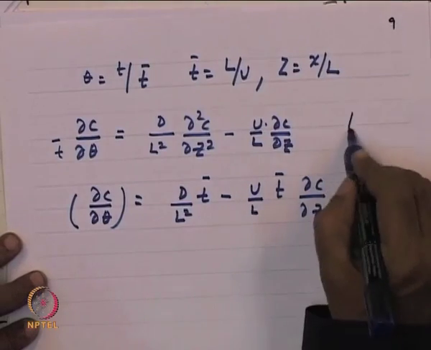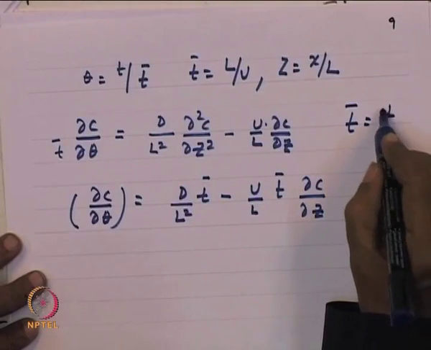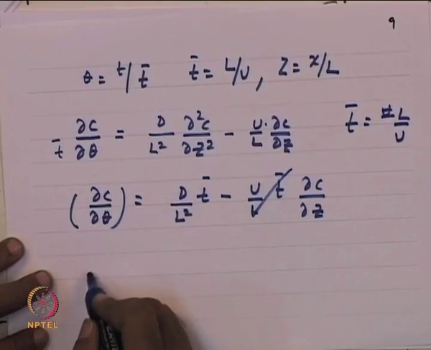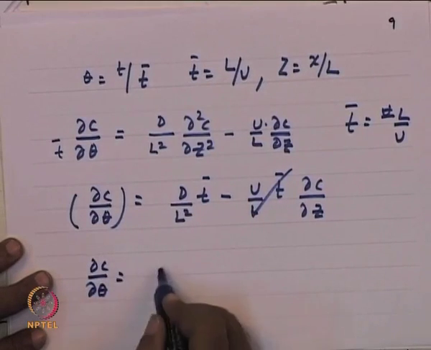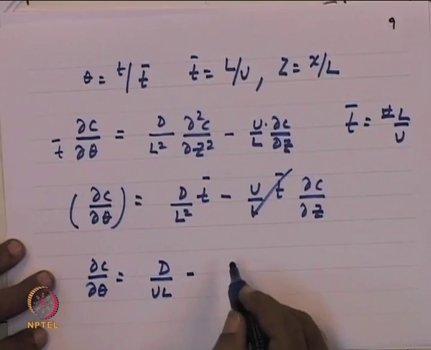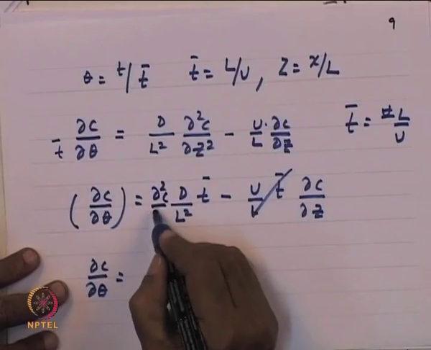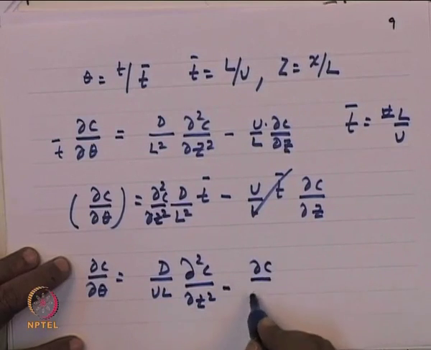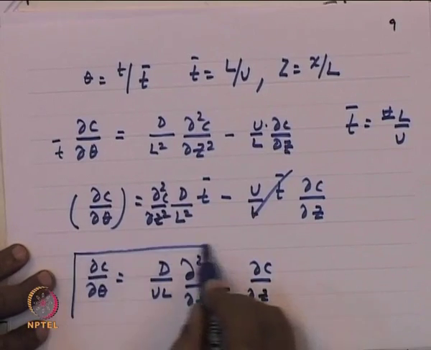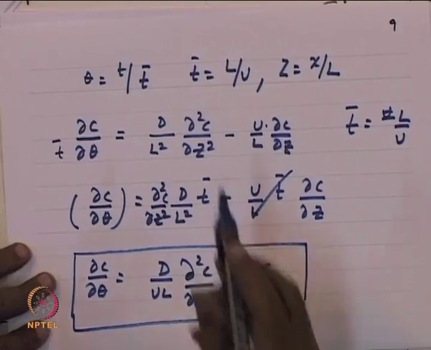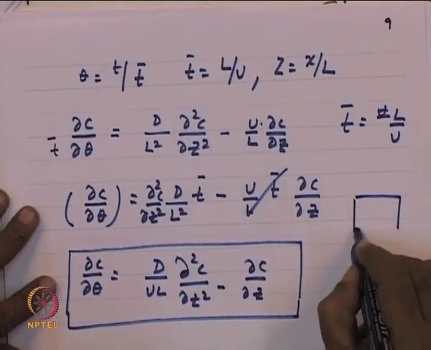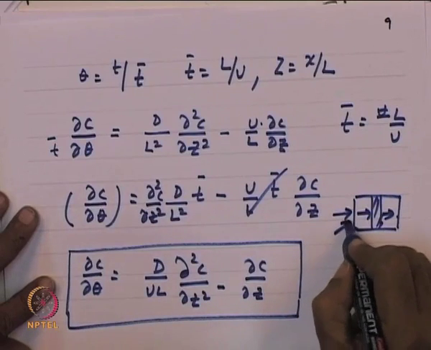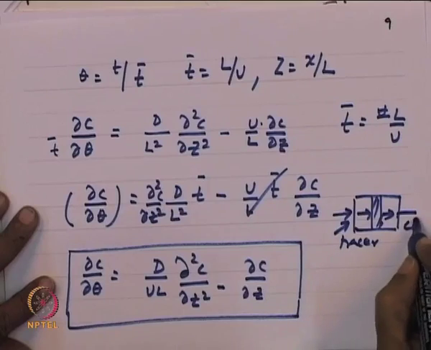Okay. Now, T bar by definition is L by u. So, this goes off. Therefore, this becomes del C del theta equal to d by u L del squared C by del z squared, I forgot the del squared C by del z squared, okay, minus of del C del z. Okay. So, this is the differential equation that governs. So, our system is this, this is the control volume, and then we have fluids entering and leaving, to which here we are putting a tracer. Okay.